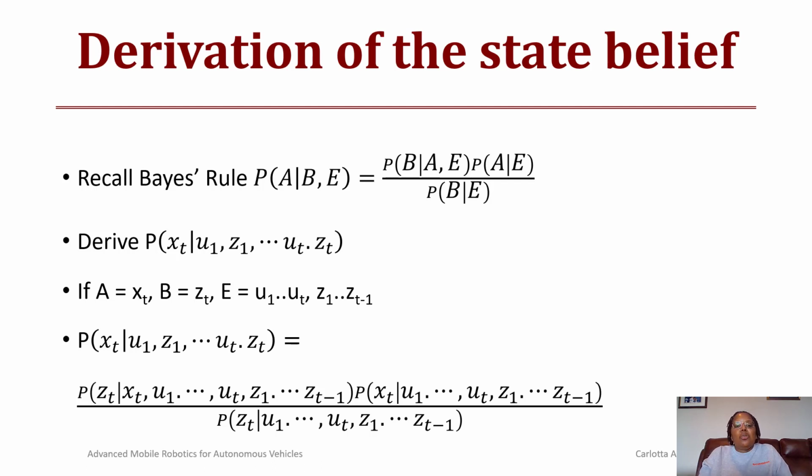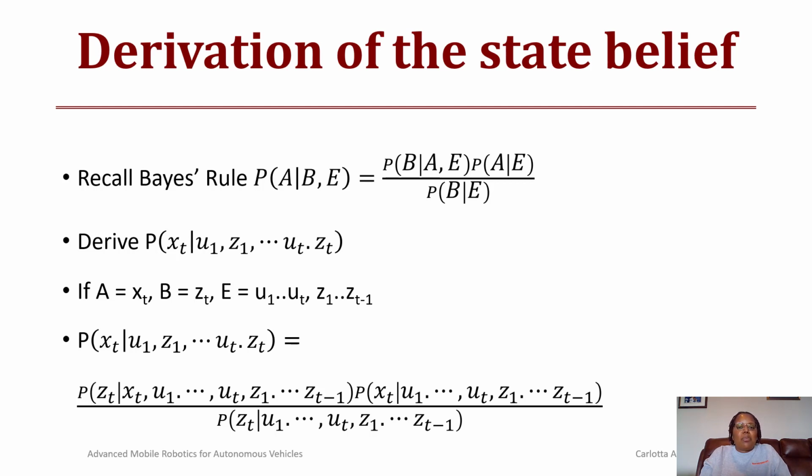So we can use this to derive the probability of the state at time t given u1, z1 to ut, zt by making substitutions. So we would let A equal xt, B equal zt, and E equal the action inputs u1 to ut and z1 to zt minus 1.